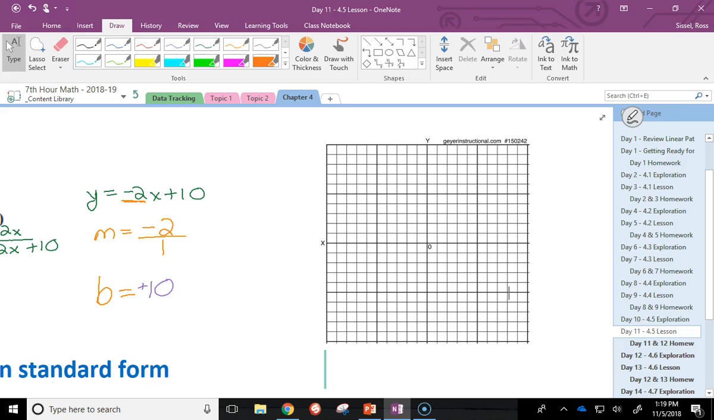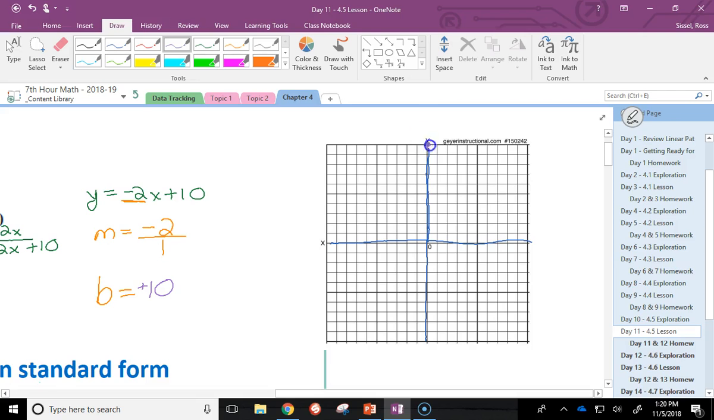Looking at this, what we're going to do to graph this. The two things we need to know to graph we have right in front of us. Our y-intercept is 10. Which means 1, 2, 3, 4, 5, 6, 7, 8, 9, 10.